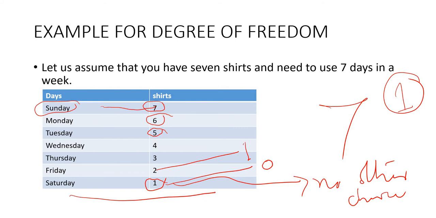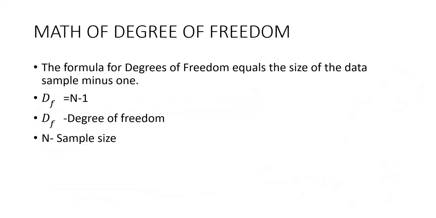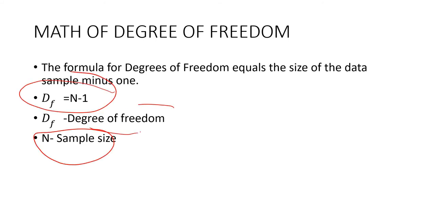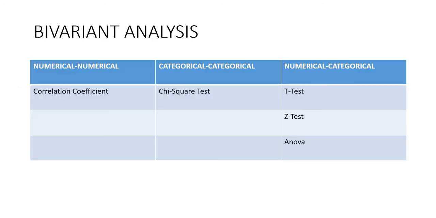On Friday, the sample size is 2 and the number of parameters is 1, so you have 1 degree of freedom. Here you have no other choice. So you understood the concept of degree of freedom. Next, I am discussing the math behind it. The formula is df equals n minus 1, where n is the sample size and df is the degree of freedom. Simple. It's a very easy concept.